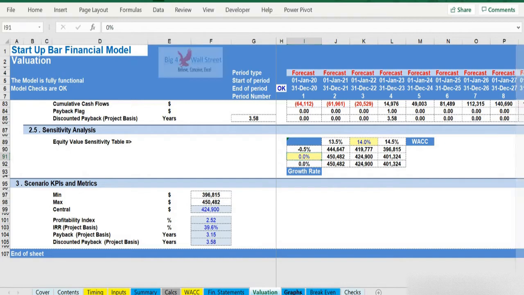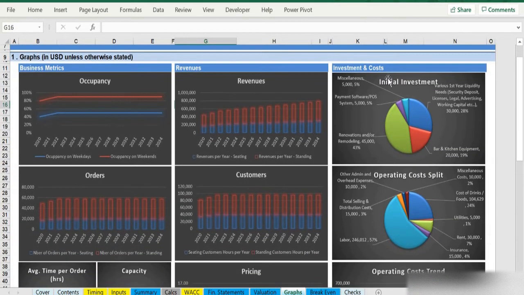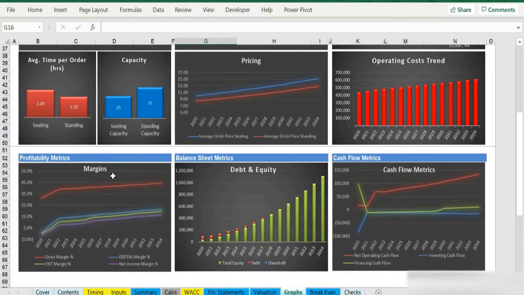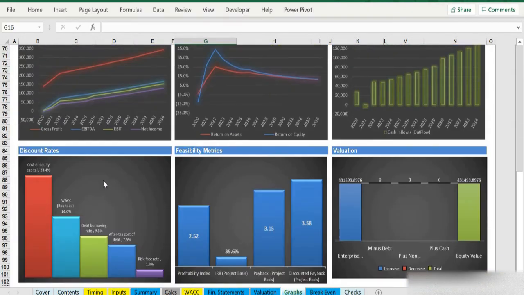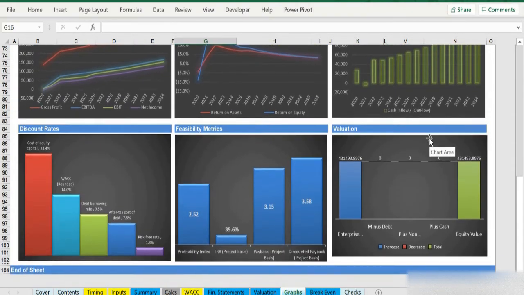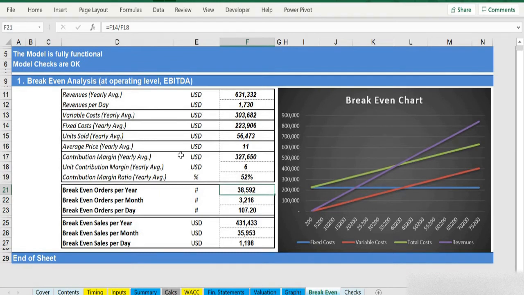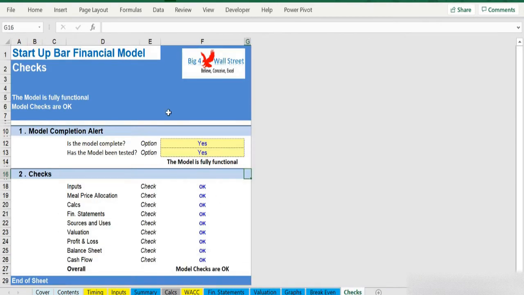In the Graphs tab, various graphs present the business metrics, revenues, investment and operating expenses, profitability metrics, additionally balance sheet and cash flow metrics, and we finish with discount rates, feasibility metrics, and valuation graphs. In the Break-Even tab, you can find a break-even analysis and see how many orders and sales you need to break even at an operational level. Checks, a dedicated worksheet that makes sure that everything is working as it should.